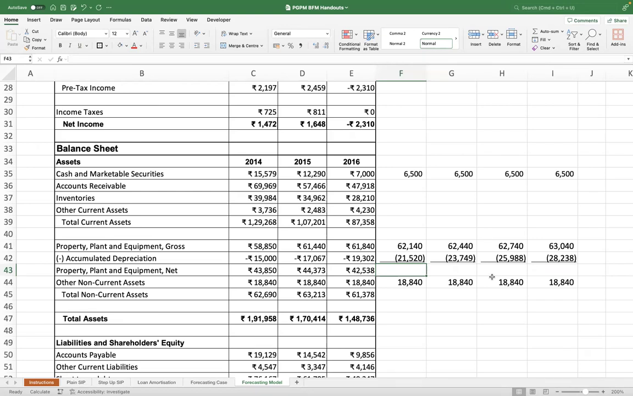Accumulated depreciation is kind of... Please don't keep pens in my class, it becomes very difficult like this.